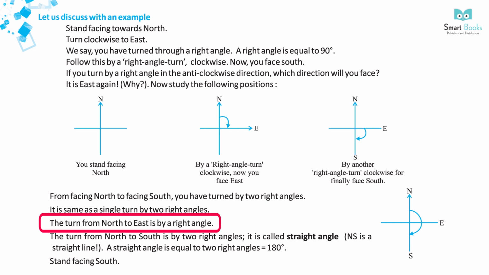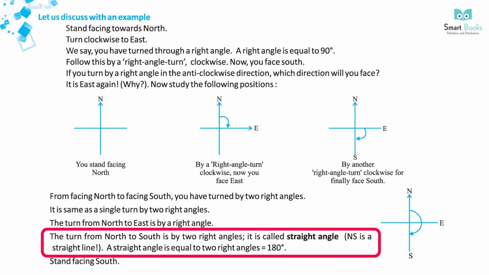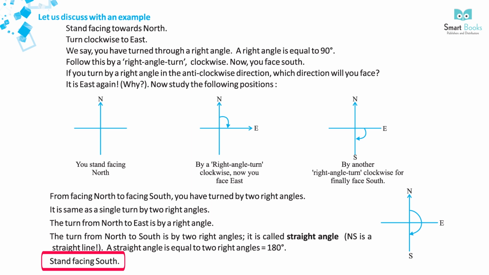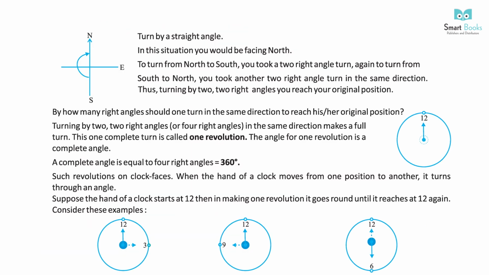The turn from north to east is by a right angle. The turn from north to south is by 2 right angles. It is called straight angle. North-south is a straight line. A straight angle is equal to 2 right angles is equal to 180 degree. Stand facing south. Turn by a straight angle. In this situation, you would be facing north.